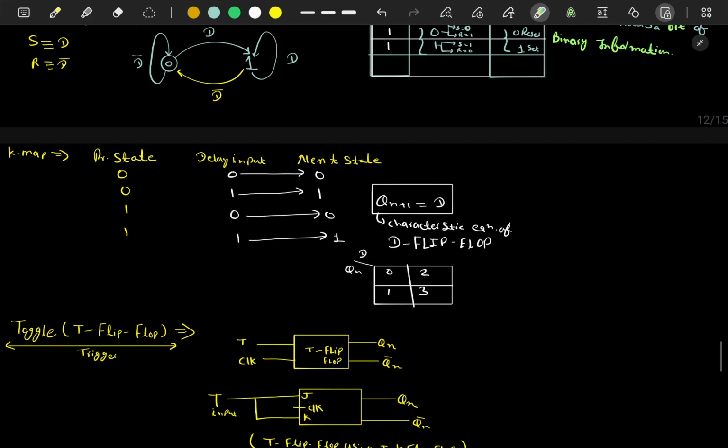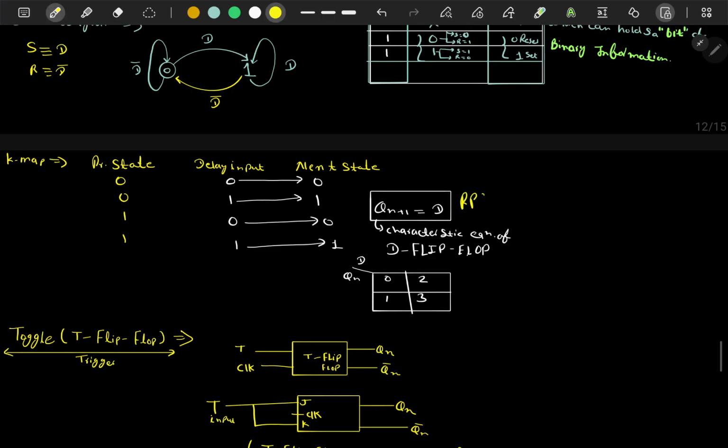Now in the K-map, present states are 0011, so delay input can be 0101. If delay input is 0, then next is 0. If delay input is 1, then next is 1. Same condition as we discussed here. So the characteristic equation of the D flip-flop should also be remembered. D flip-flop condition: Qn+1 equals D, and this is the K-map.